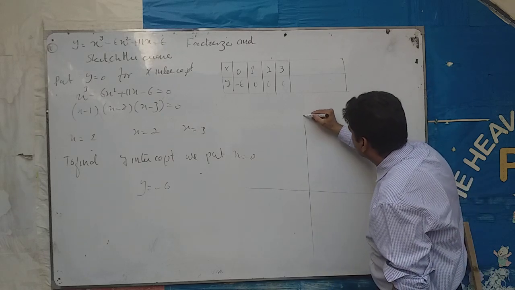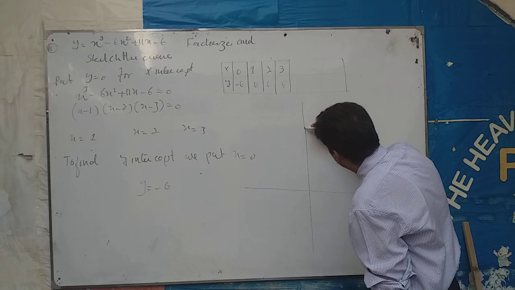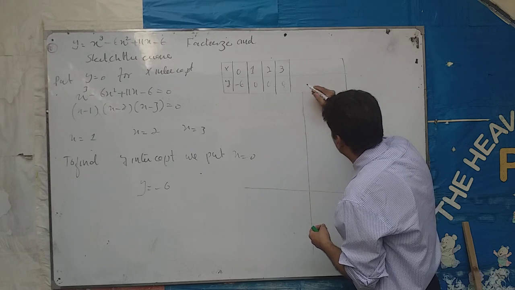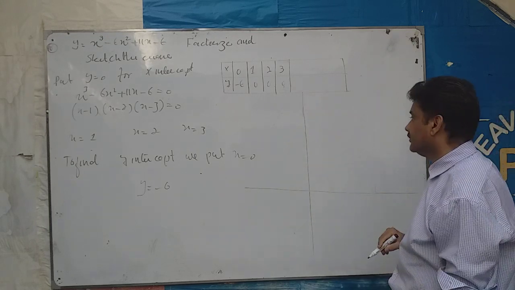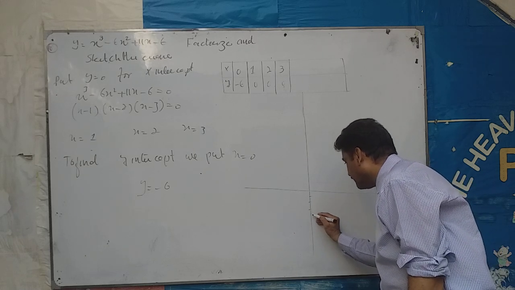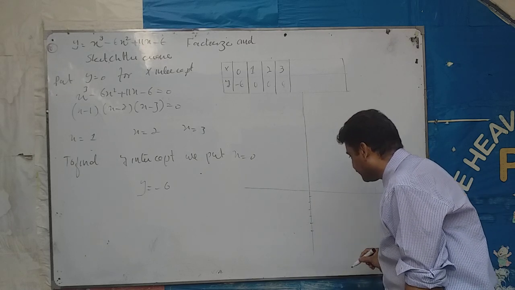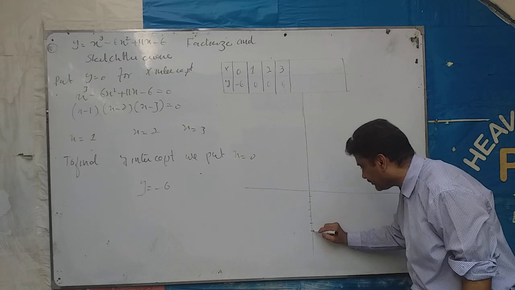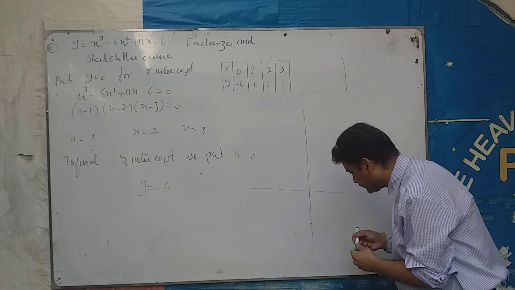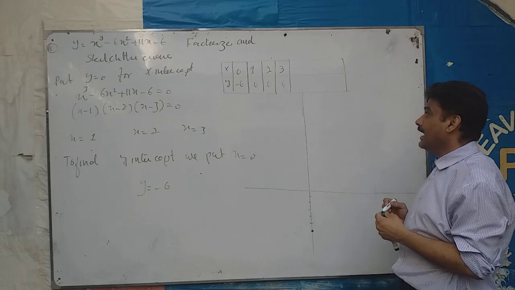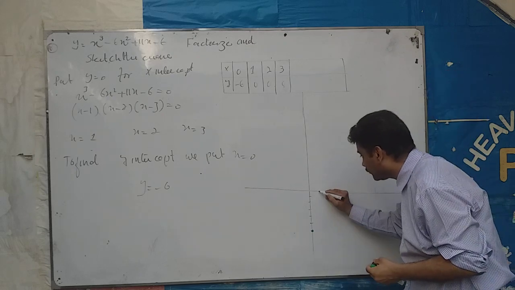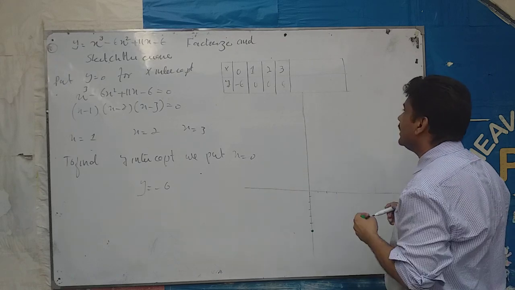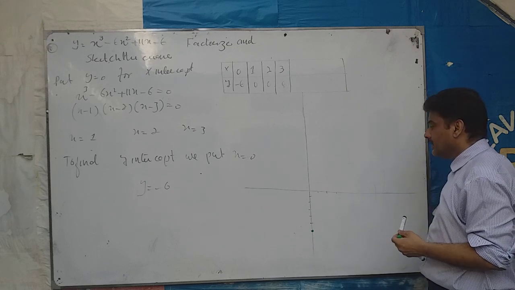We take values on the y-axis: 1, 2, 3, 4, 5 and minus 6. When x equals 0, y equals minus 6. This is the point where the curve touches the y-axis. The other points are x equal to 1, x equal to 2, and x equal to 3. At these points, the curve touches the x-axis.